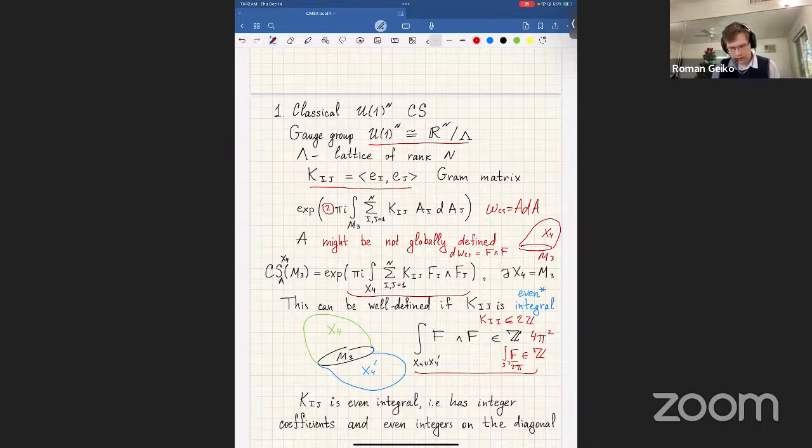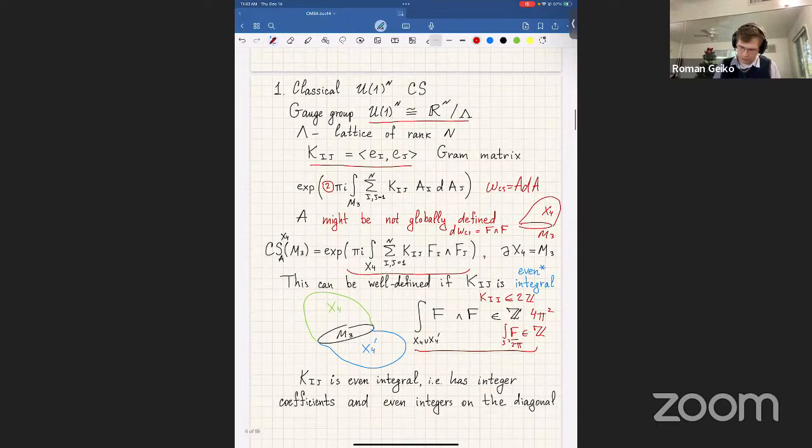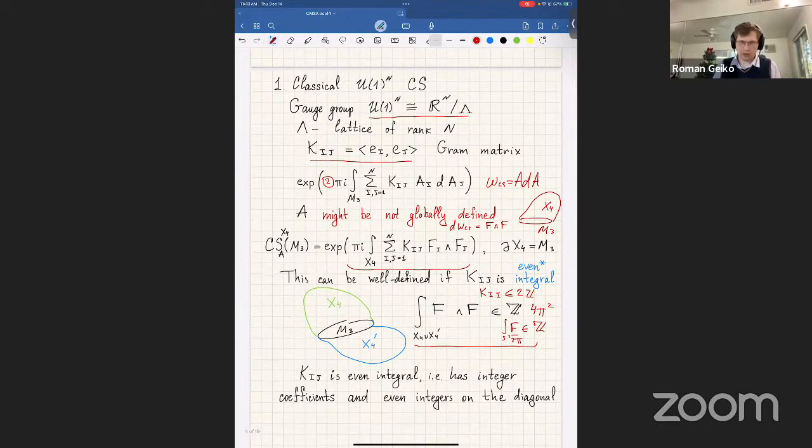So far I didn't mention that K has integer coefficients. But if we want our expression for the Chern-Simons functional to not depend on the extension into the 4-manifold, then the K matrix must be integer valued, and also the diagonal elements must be even integers, right? So in other words, classical bosonic abelian Chern-Simons is defined by an even integral lattice. All right.